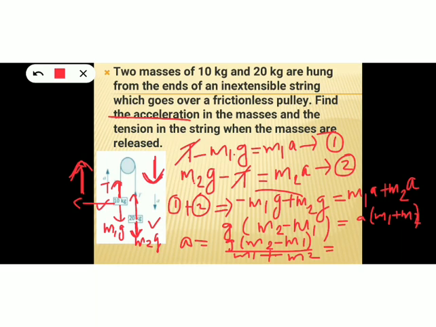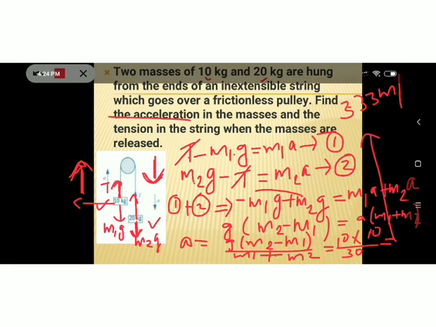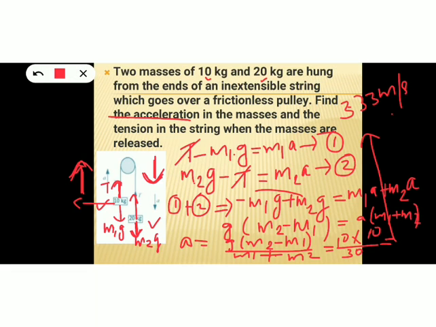What is g? The value of g can be taken as 10 for our convenience, into m2 minus m1. m2 is 20 and m1 is 10, so 20 minus 10 is 10, divided by m1 plus m2, 10 plus 20 is 30. So we get 100 by 30, and when you simplify, you get 3.33. So the acceleration value is 3.33 meter per second square.